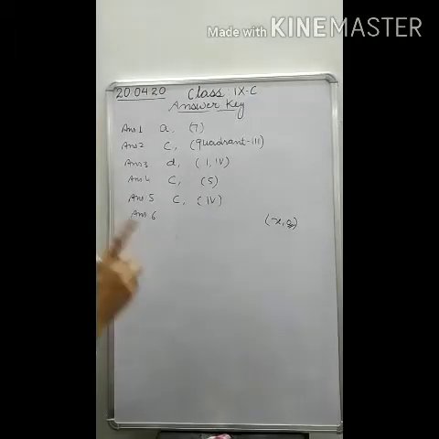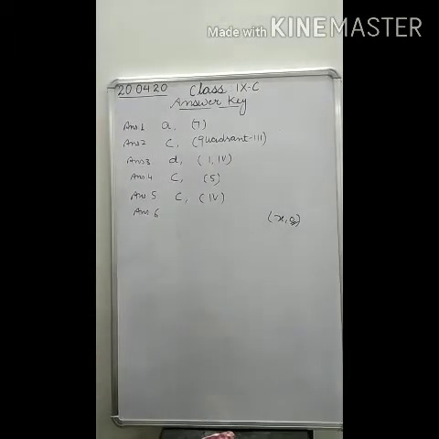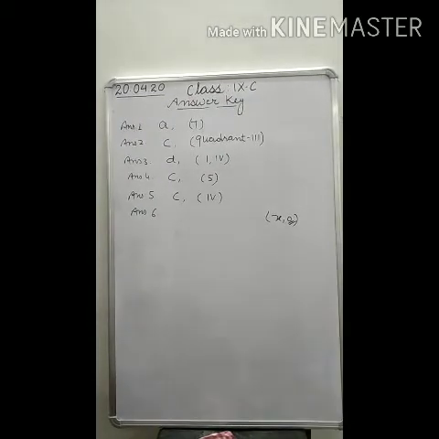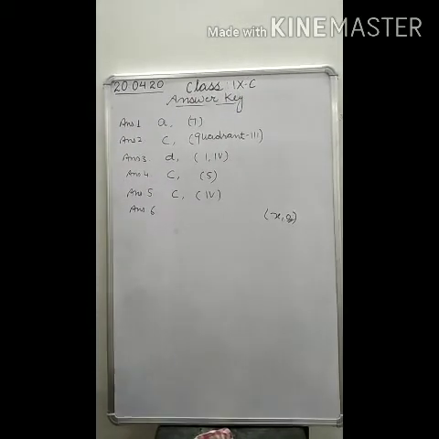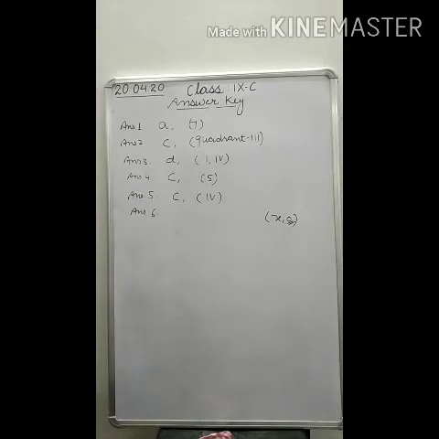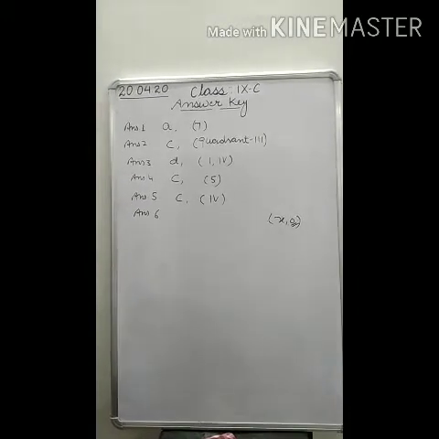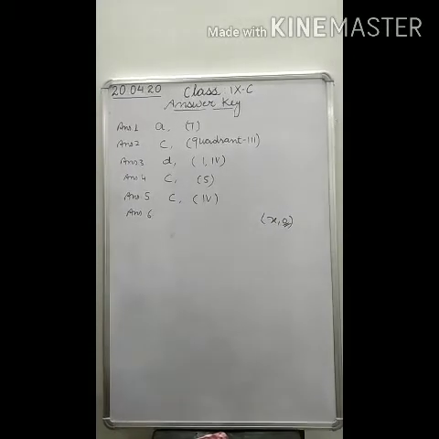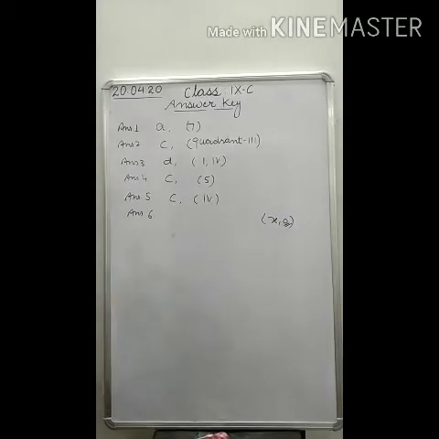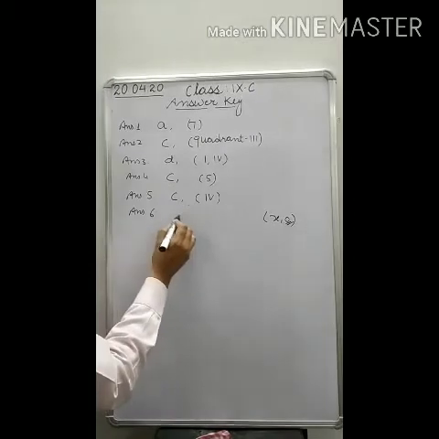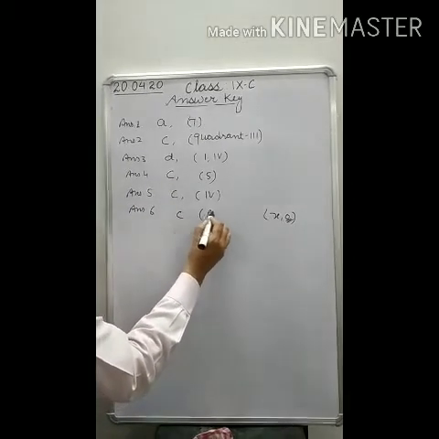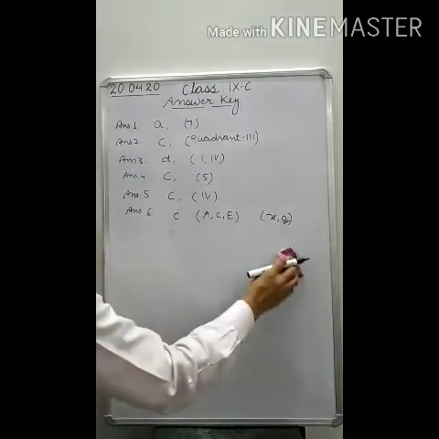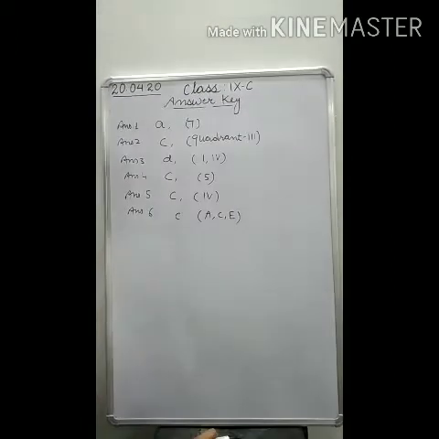It means their y-coordinate should not be equal to 0. So you have to pick the points whose y-coordinate is non-zero. So it is point A, then point C, and next point E. So your option will be C. So they are A, C, and E. This is your right answer.